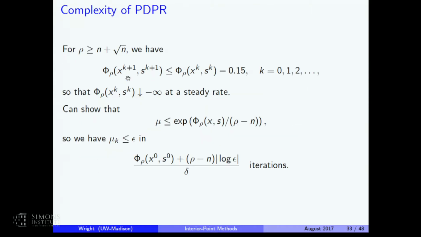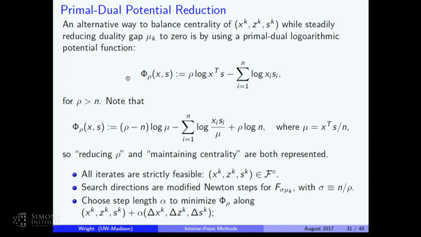So what can you show about this? Well, the classical results about this are as if rho is greater than n plus the square root of n, you can show that you can get at least this much reduction in the barrier function at every iteration. A reduction of at least 0.15. And what that means is that you can therefore drive the barrier function to minus infinity at this nice steady rate. You can also show that you've got this relationship that actually falls out of this expression here.